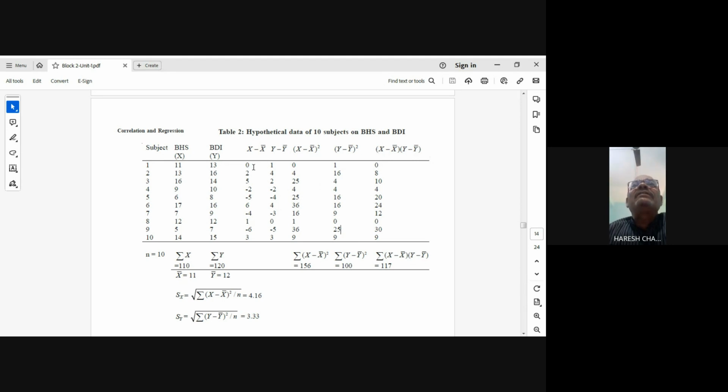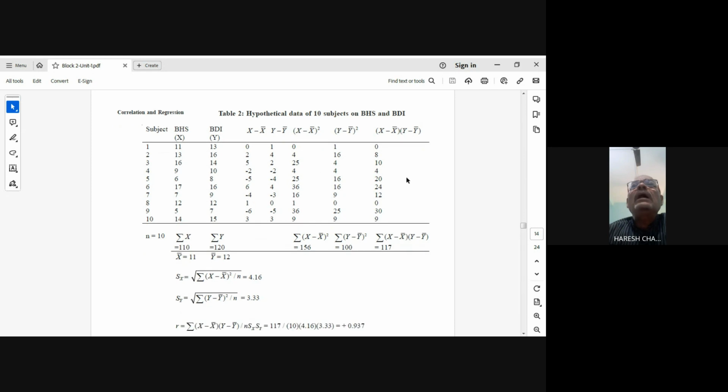x minus x dash 0, y minus y dash 1, 0 into 1, 0. 2 into 4, 8. 5 into 2, 10. This column and this column. And now we have all the required columns for our statistical analysis. Any question?